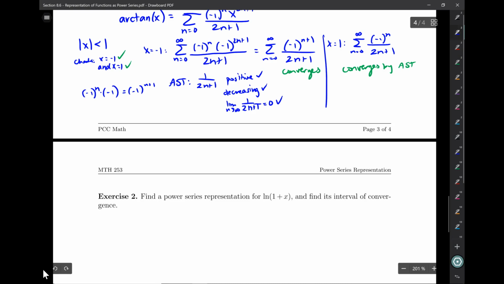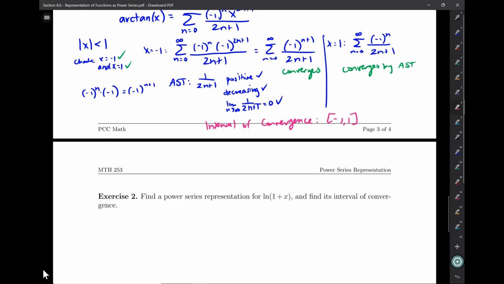So that means that the interval of convergence, I've been kind of using pink for that, so maybe I'll stick with that. Come on, pink, work with me. The interval of convergence would then be -1 to 1, but including the endpoints. So that's why we have those brackets instead of parentheses.